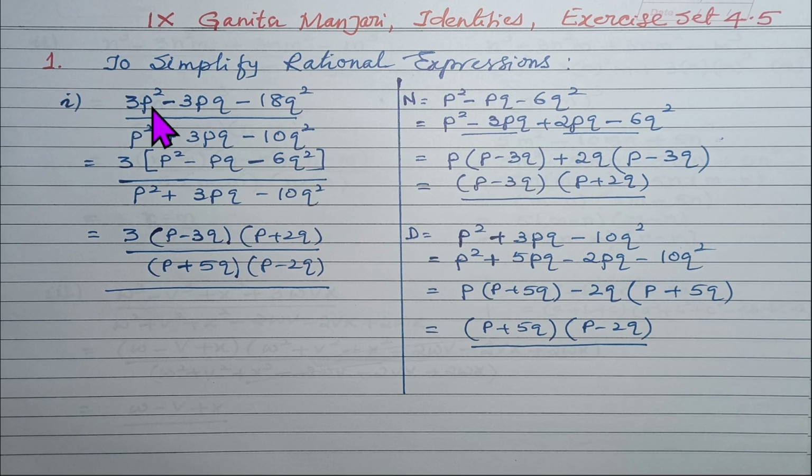Now the first example here is (3p square minus 3pq minus 18q square) divided by (p square plus 3pq minus 10q square), which is a rational expression.